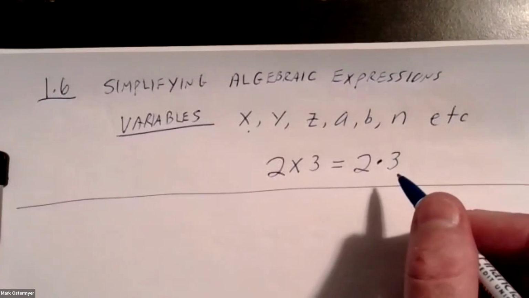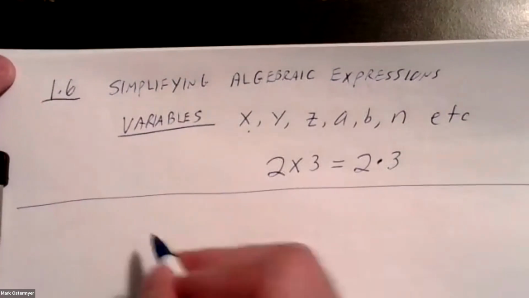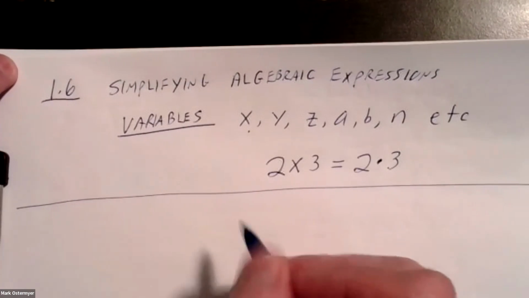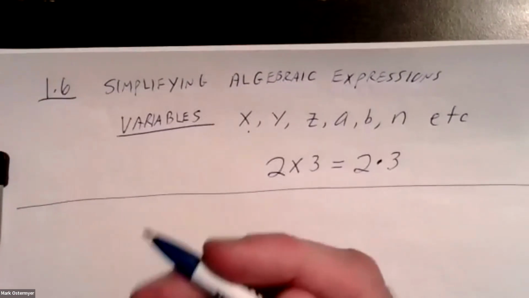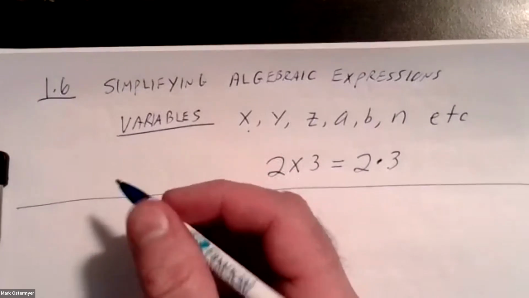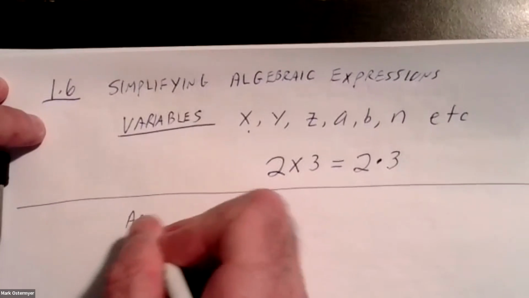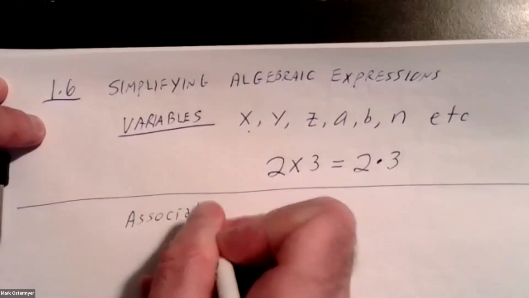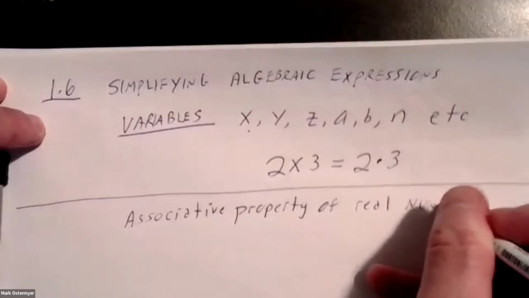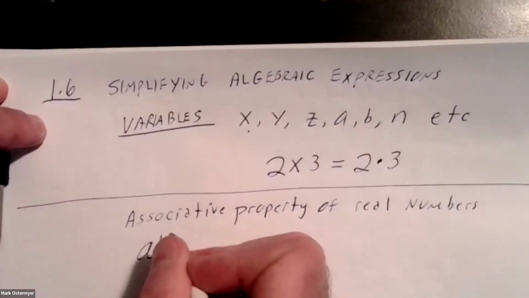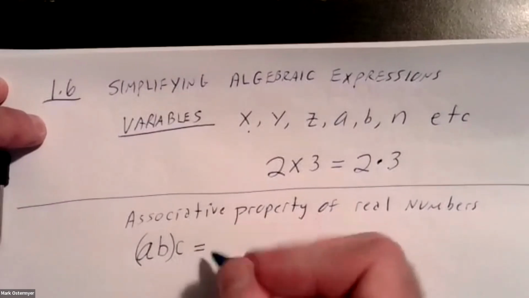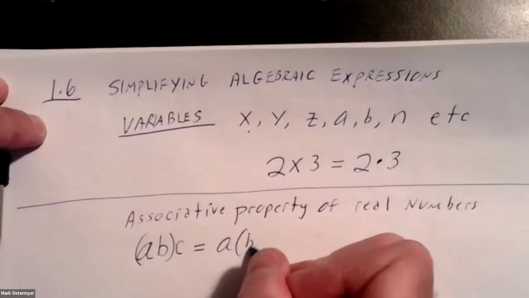To help us simplify variable expressions or algebraic expressions, ladies and gentlemen, we're going to tap into a couple of properties of real numbers. The first property is called the associative property of real numbers. That's basically saying that if you multiply 3 numbers together, the order in which you multiply the numbers does not matter.